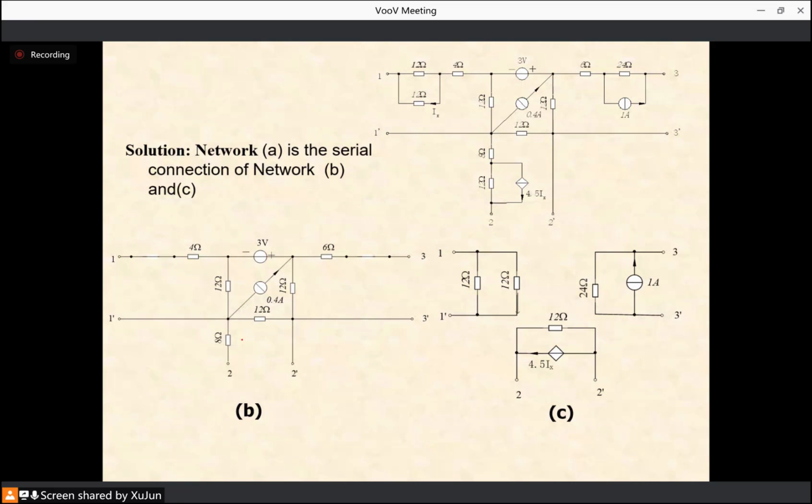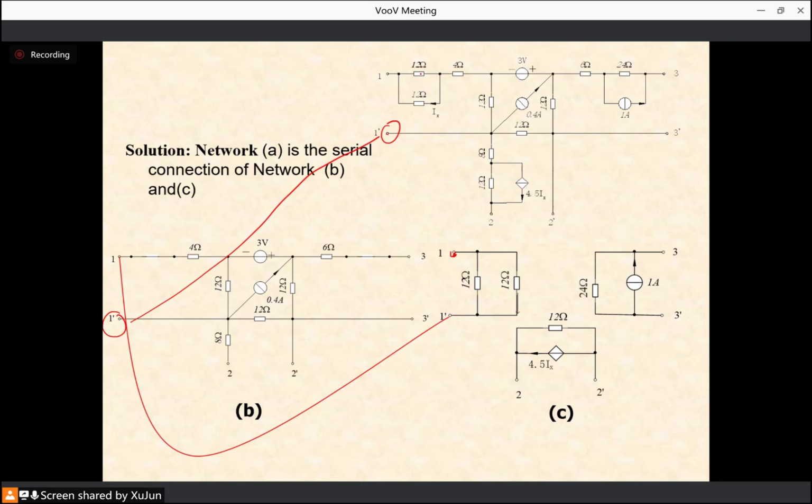At first, we can treat this 3-port network as the serial connection of network A and network B, C. This point is here, and this point is connected from this position to this position here. So this is port 1.